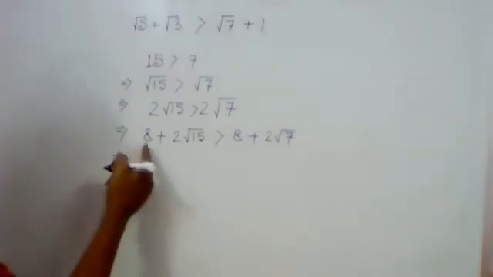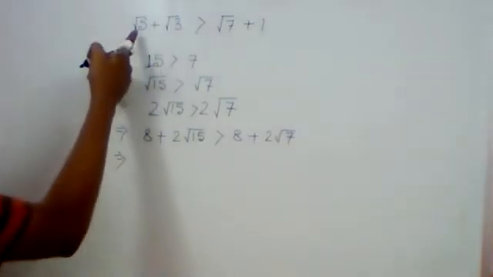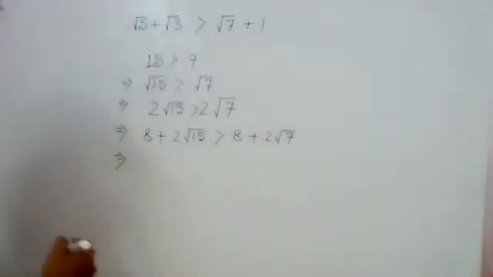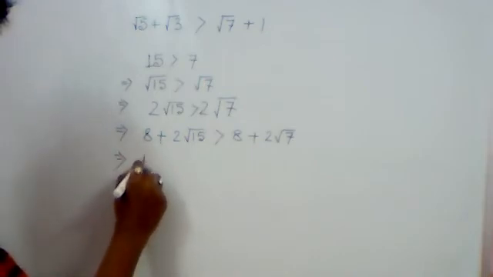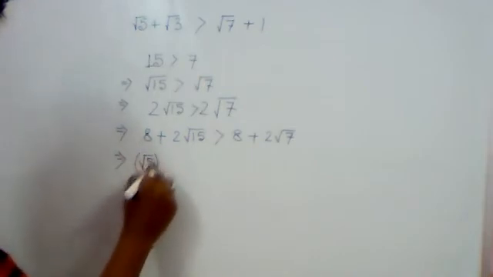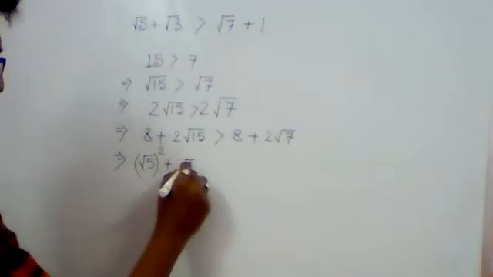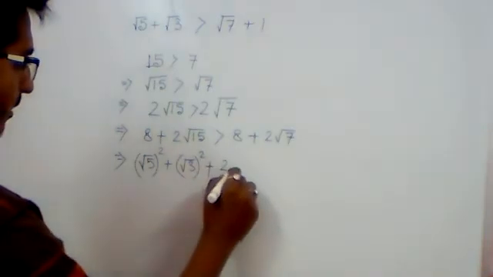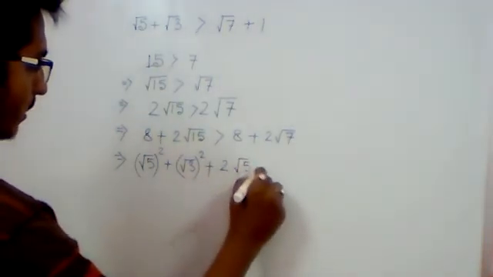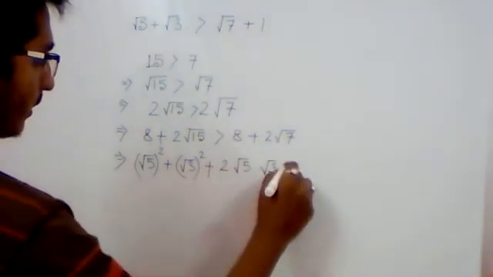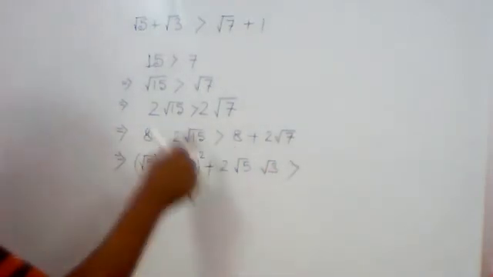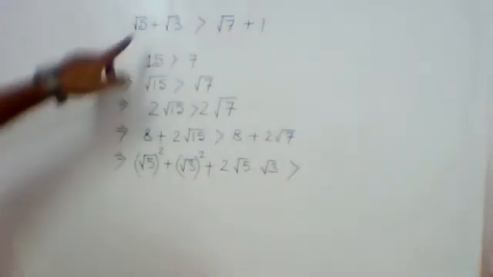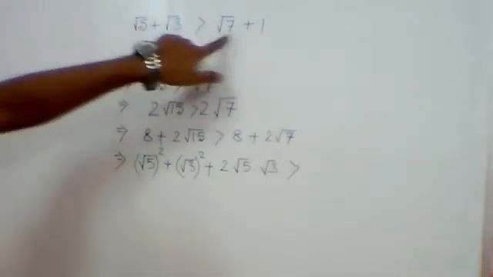Observe, 8 can be written here. The square of root 5 is 5 and the square of root 3 is 3, so the sum of them is 8. So 8 can be split here. We can write root 5 whole square plus root 3 whole square plus 2 root 15, which can be written as 2 root 5 into root 3, greater than... But on the right side, 8 should be split as the sum of these, because observe one thing: in both cases, the sum of the digits is the same.